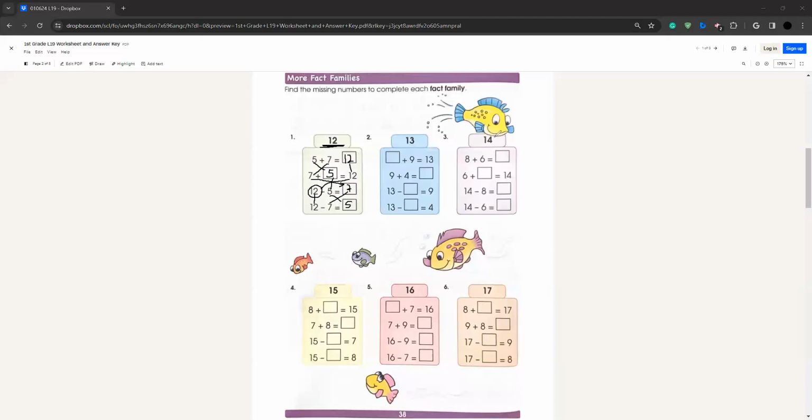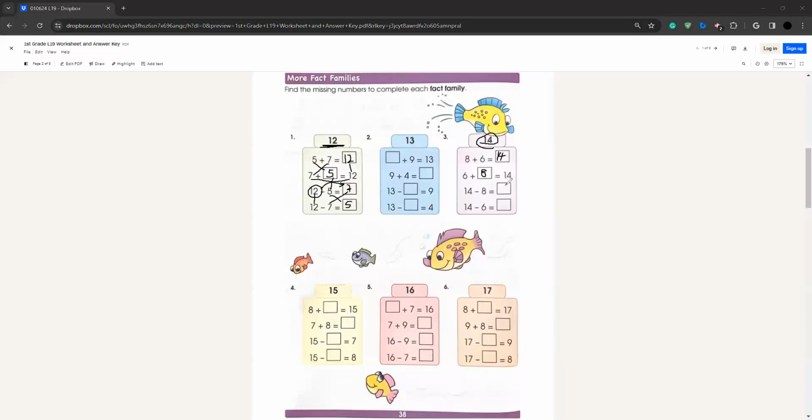Number 3, we have to find 14. 8 plus 6, that is 14. And 6 plus 8, the order does not matter. So when you're adding, order doesn't matter. So if you do 6 plus 8 or 8 plus 6, we still get the same number. That is 14. And the next one, we have 14 minus 8.